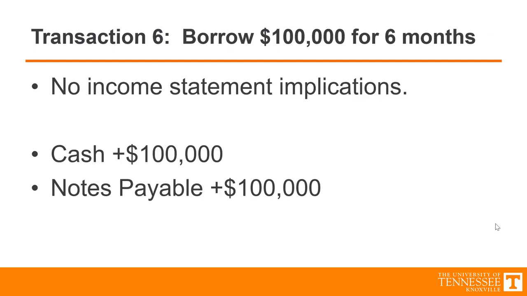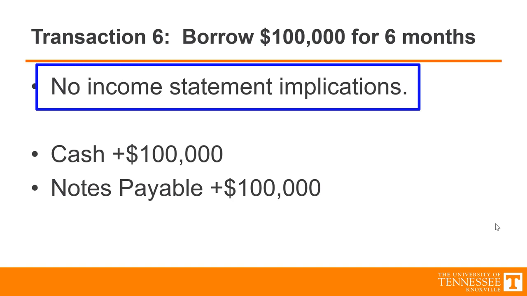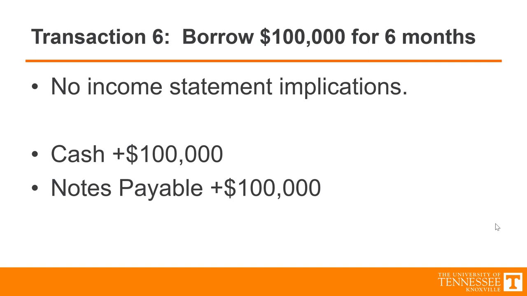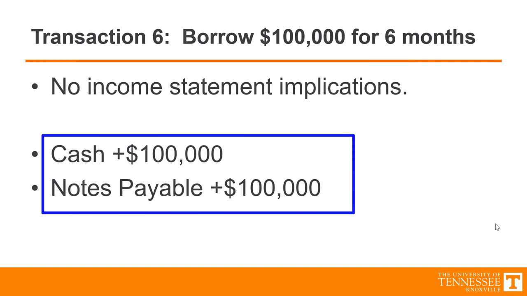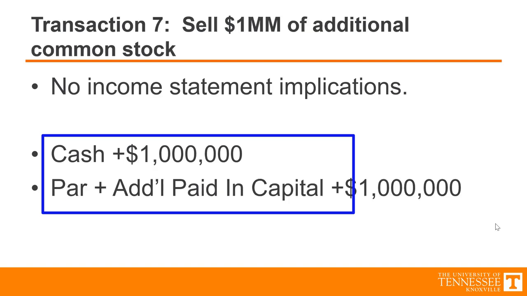All right, let's move on to transaction 6. This is a very simple transaction. We're borrowing $100,000 for 6 months. In this particular transaction, there are no income statement implications. Nothing is happening to the revenue or expense side of things. The only thing that's happening is our cash has increased by $100,000 and our notes payable has increased by $100,000. So we've got an asset that's gone up and a liability that's gone up in the same amount. And so everything is hunky-dory.